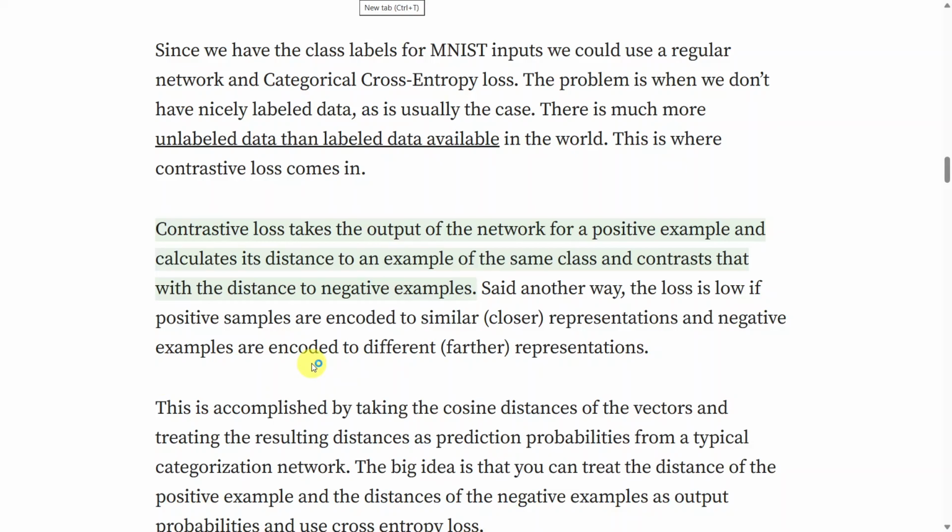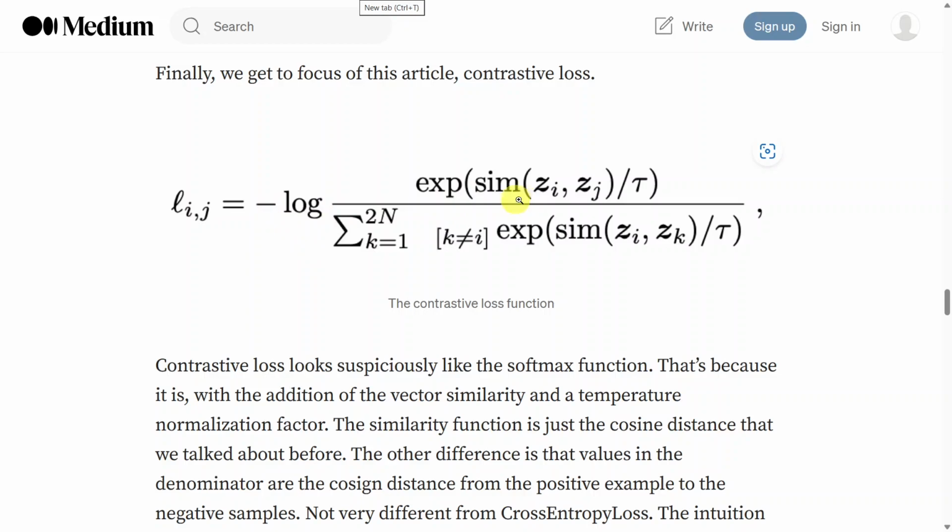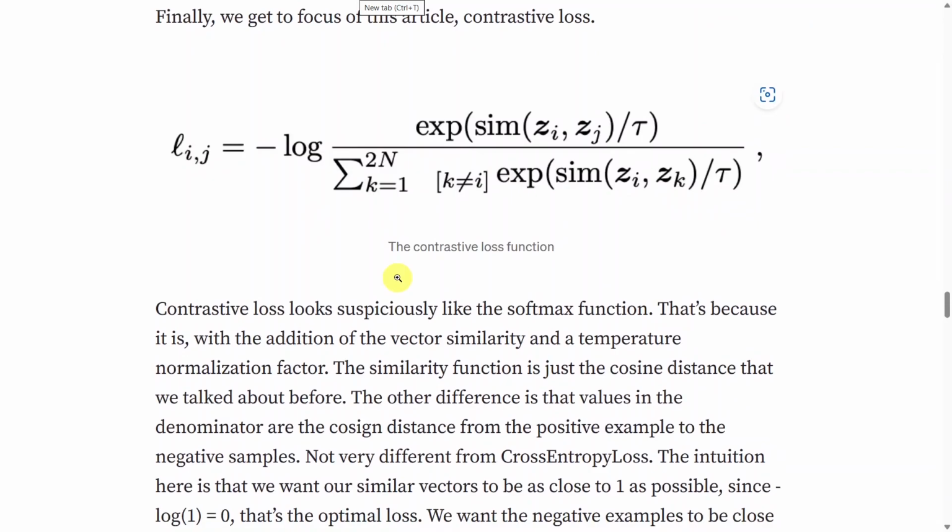So the formula is here. This is the formula: negative log of taking the similarity of the ith value with the jth value divided by the temperature, and you take the exponential with the ith and the kth, and all other values essentially. So you can see the contrastive loss looks very much like the softmax function.